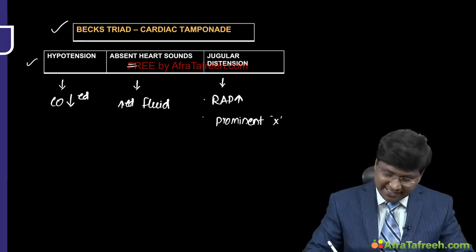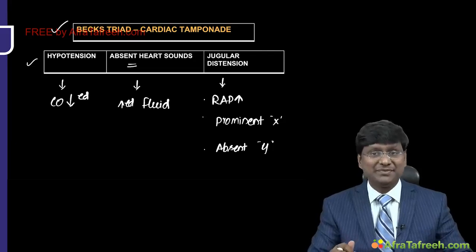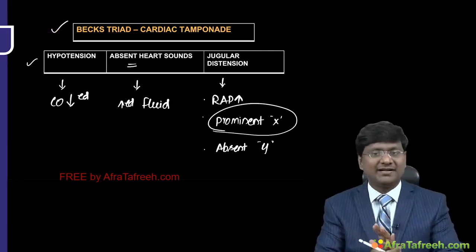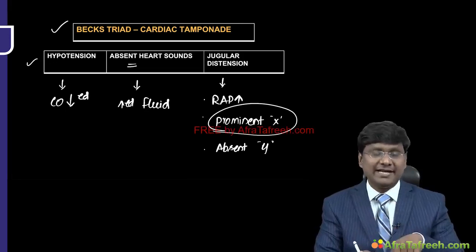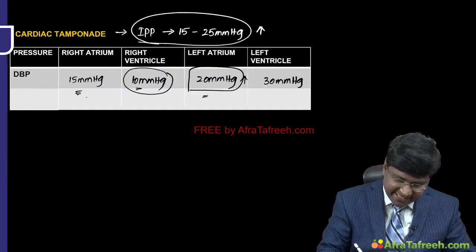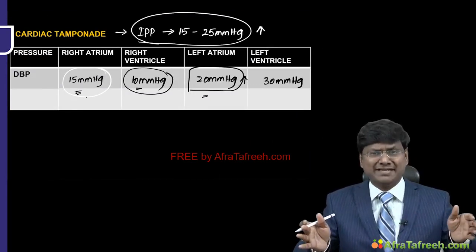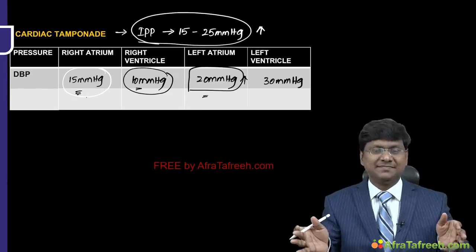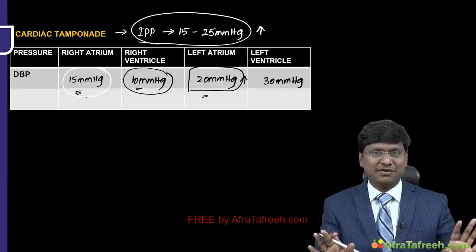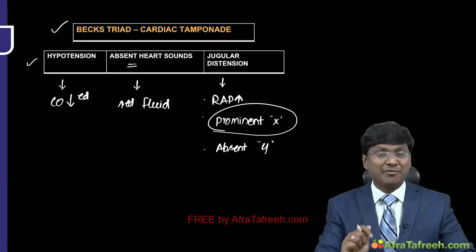Why is that? I'll discuss. And there will also be absent Y wave, right? Now, why does this occur? What does the X wave in JVP tell you? X wave in JVP tells you about the atrial relaxation. Now, in patients with cardiac tamponade, what is your right atrial pressure? The right atrial pressure is increased up to 15 millimeters of mercury. That means the stretch of the right atrium is maximum. That means it is maximally relaxing, and thereby you have the prominent X wave. X wave represents atrial relaxation, right? And there is a maximum stretch here, maximum relaxation. So that is the reason why you have prominent X wave.